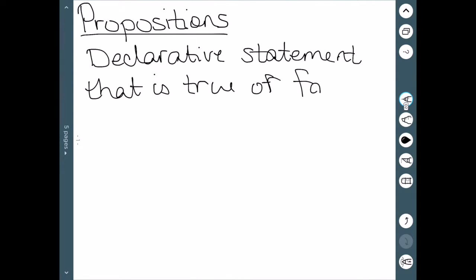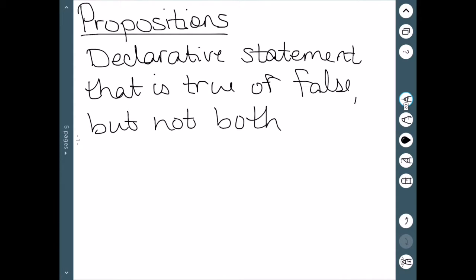Or false, but not both. So it's basically anything that you say. It could be true, it could be false. It's just nothing that can be both or doesn't have one of these two truth values. So we'll do some examples.